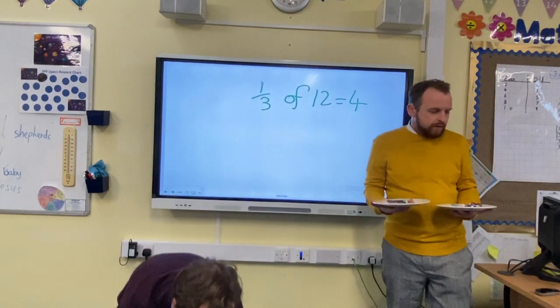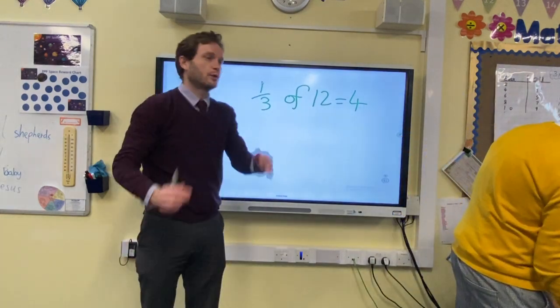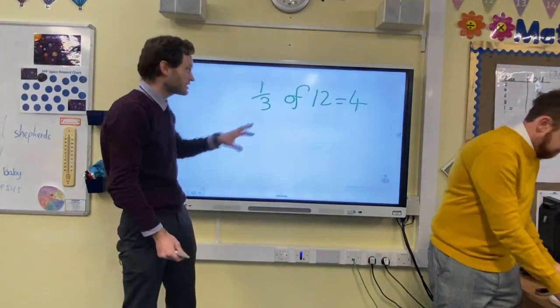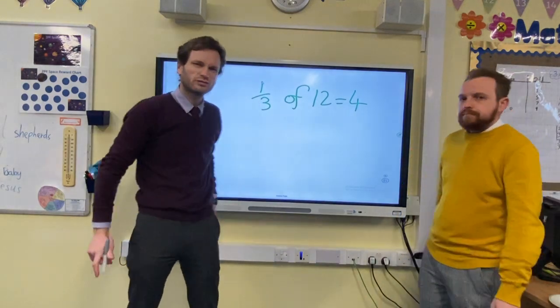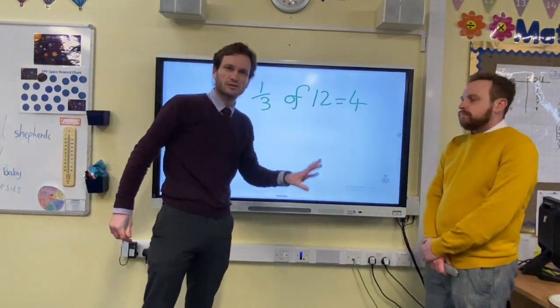Lovely. Right, let's just put our sweets out of the way. So this is what we're looking at today, and it's called fractions of quantity or fractions of amount.